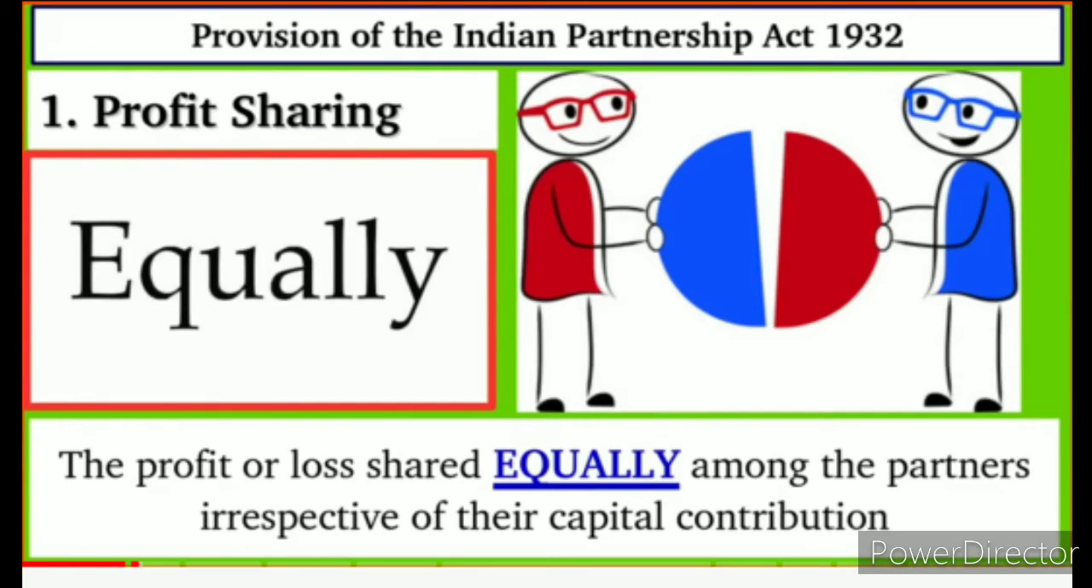First one is the sharing of profit and loss. If the partnership deed is silent about the profit sharing ratio, the profit and losses of the firm are to be shared equally among partners, irrespective of the capital contributed by the partners.